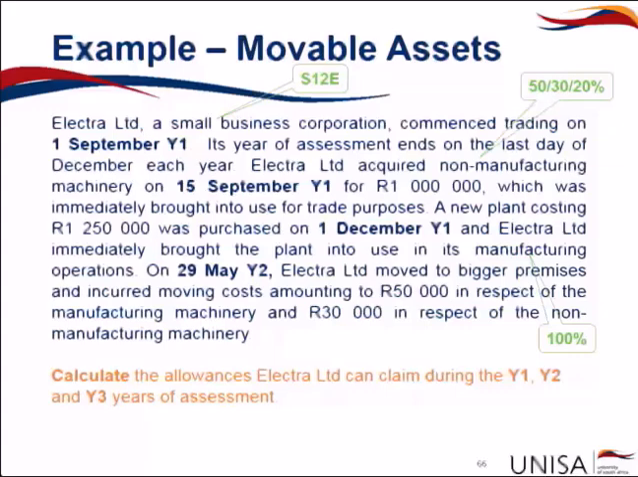On 29 May, year 2, Electra Limited moved to bigger premises, incurring moving costs amounting to 50,000 in respect of the manufacturing machine and 30,000 in respect of the non-manufacturing machine. Remember, moving costs, we're going to write them off over the remaining period for those particular assets to which they relate. We are required to calculate the allowances for Electra that they can claim for year 1, 2, and 3.